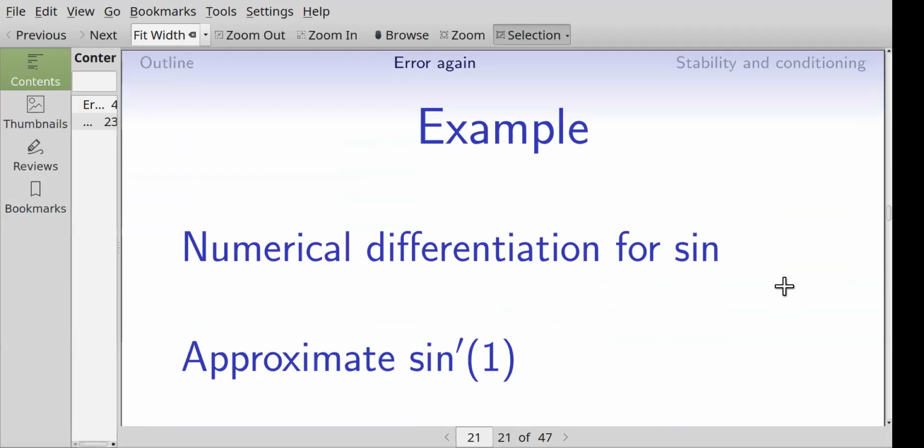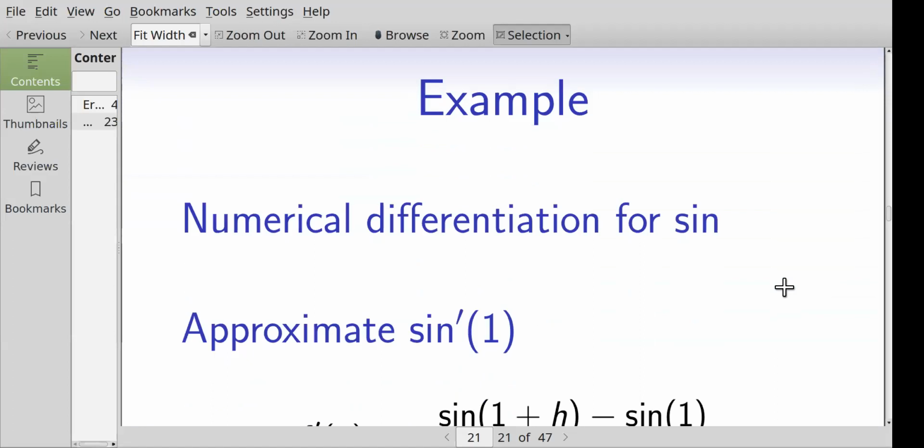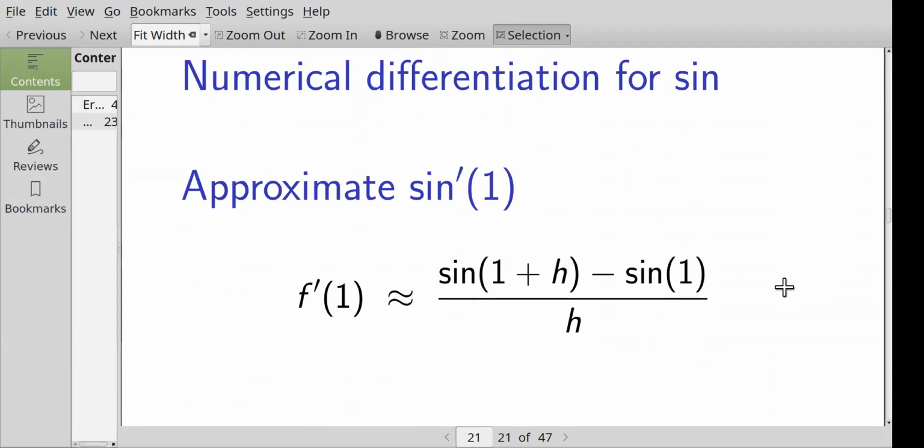So let me give you an example. Let's say we want to approximate the derivative of the sine function at x is equal to 1. And I say, well, okay, I remember. The derivative is approximated as sine of 1 plus h minus sine of 1, divided by h, for h very small.